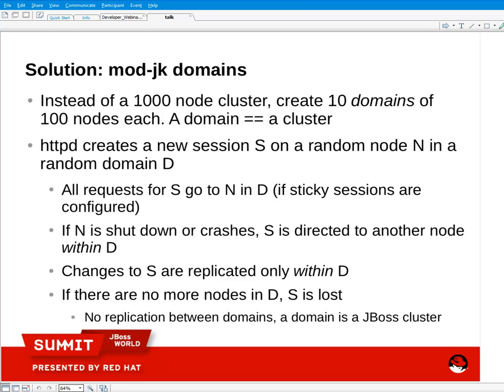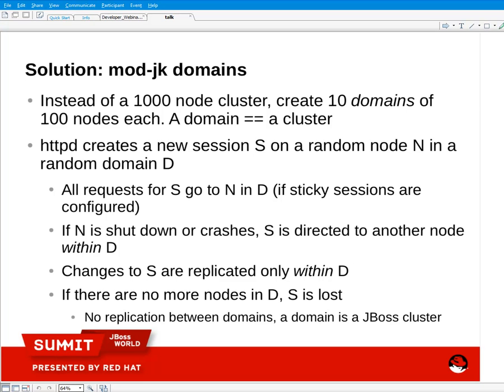So what happens? HTTPD creates a new session S on a random node N in a random domain D. So it basically creates a sticky session S somewhere on a node in a given domain. Then all the requests for the given session S go to N in this domain, and I'm assuming that sticky sessions are configured, of course. If N is shut down or crashes, then S is directed to another node within the same domain. So replication and load balancing happens only within a given domain.